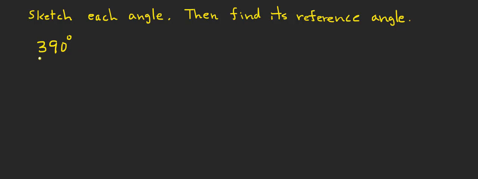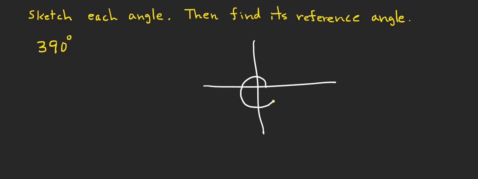Now what if theta is 390? If theta is 390, you need to go one revolution. That's 360, and then you have to go 30 degrees more. So there's your terminal side. So that becomes theta prime right here. And what is theta prime? It's going to be 30 degrees, because the reference angle is from the terminal side to the x-axis.